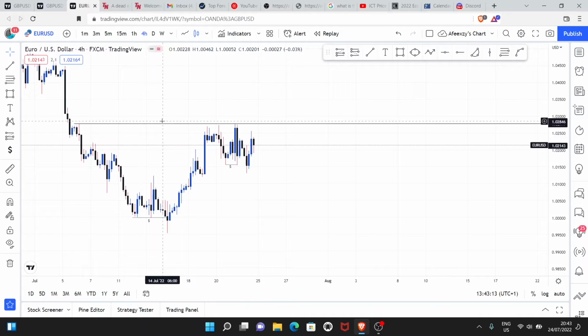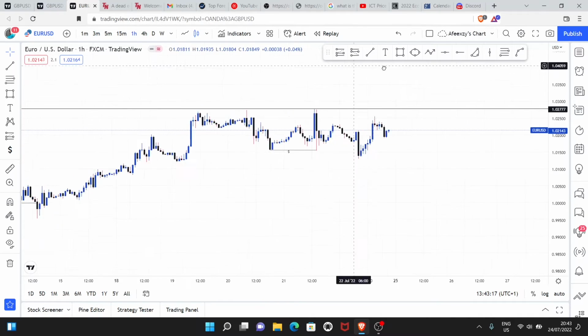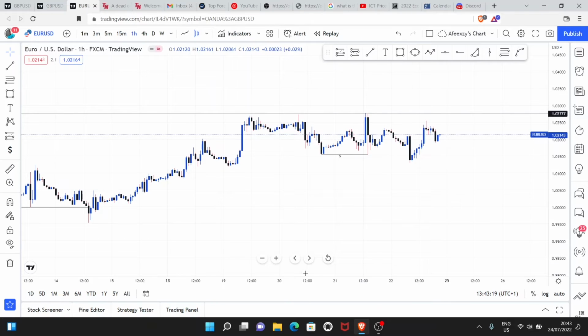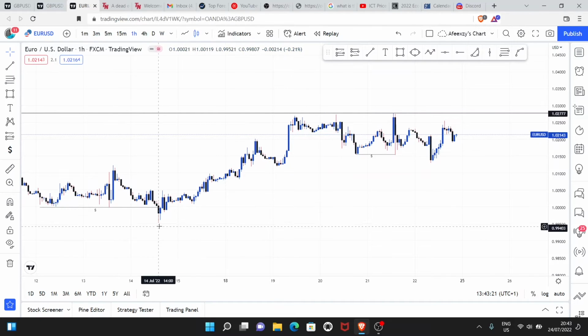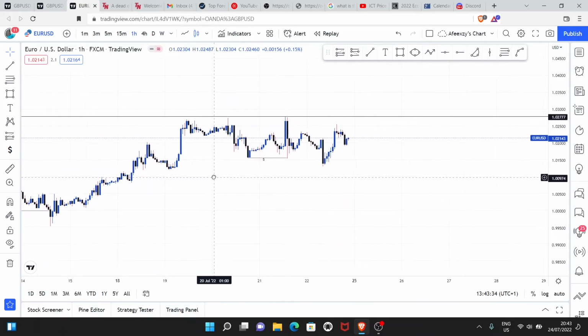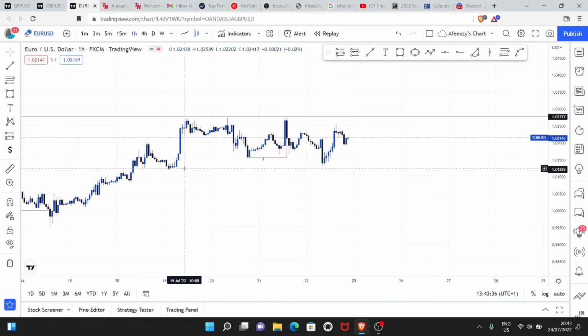Let me go to the 1 hour time frame and see how the price action is going. Okay, on the 1 hour time frame, after clearing this low, this change of structure happened here. From then it's continuing going bullish, moving bullish.